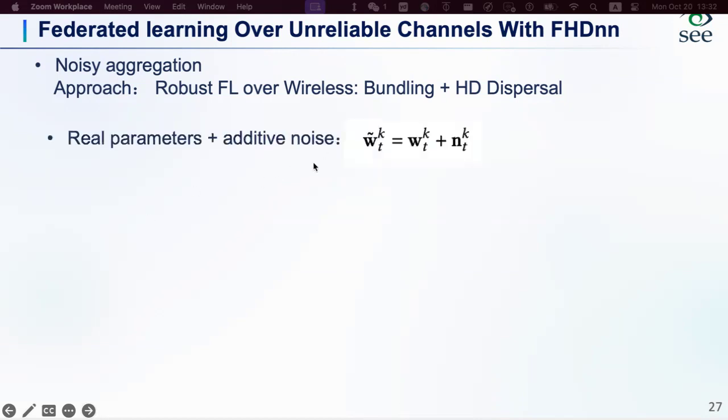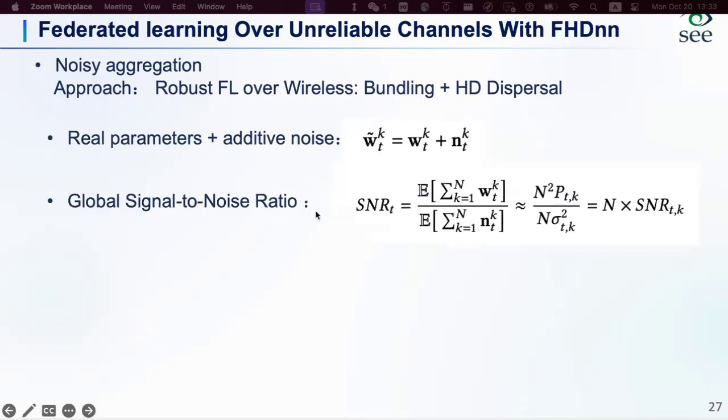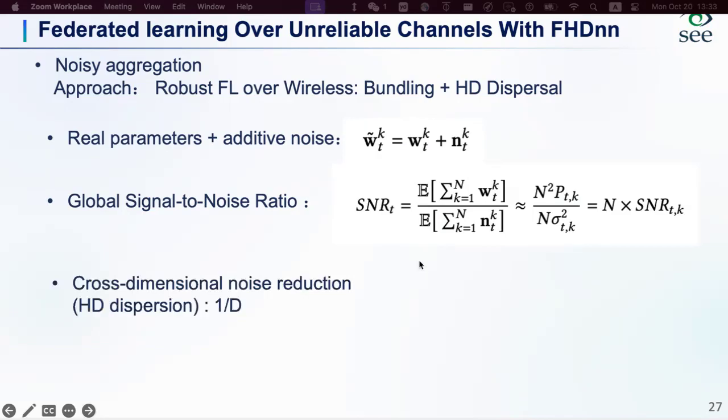Here we use a more economical uncoded transmission strategy. We directly send out the model parameters as analog symbols. In this way, what the server receives is like this, and then the server bundles the updates of the multiple clients. So the signal power is multiplied by the square of n. The noise power is superimposed by n, so the global signal-to-noise ratio becomes n multiplied by SNR, which means SNR is improved n times.